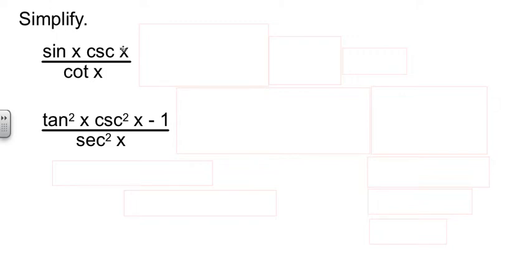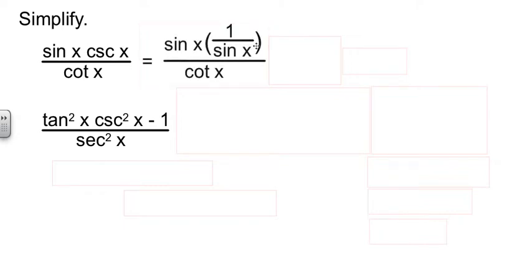Sine and cosecant. Well, I remember something about cosecant being 1 divided by sine. So I'm going to take cosecant out and substitute 1 over sine in its place. Well, something times its reciprocal, sine x times 1 over sine x, is just 1. The sine x's cancel out. So I have 1 over cotangent x. And on my 13.1a sheet, I have an identity that says 1 over cotangent x is equal to tangent x. And that's as simple as you can get it. You've got it down to one function.